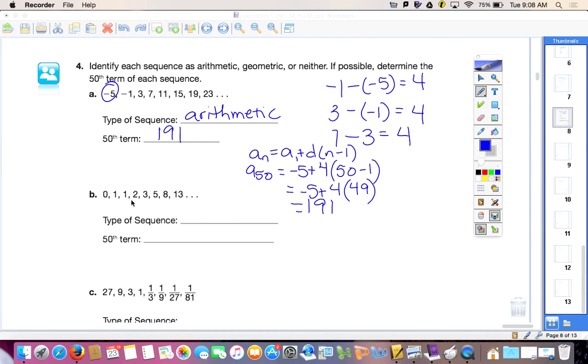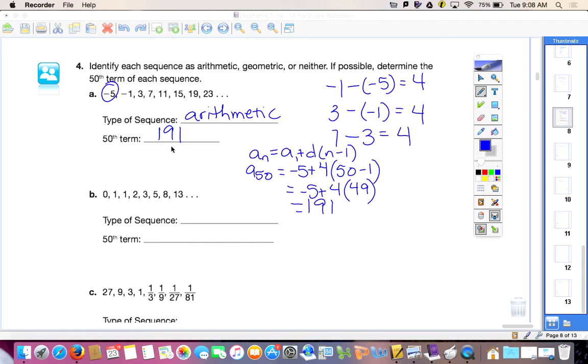Now, looking at part B, what type of sequence do we have here? Well, we can see right away that we do not have a common difference because 1 minus 0 is 1, and 1 minus 1 is 0, and 2 minus 1 is 1. So we don't have a common difference, so we know right away it's not arithmetic. Now, what about geometric? Well, 1 divided by 0 is undefined, and 1 divided by 1 is 1, and 2 divided by 1 is 2. So this is neither geometric nor arithmetic.